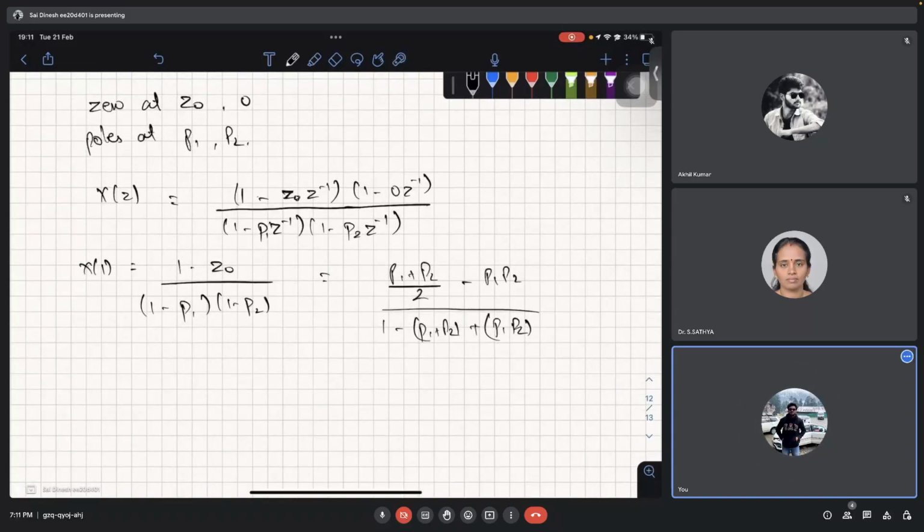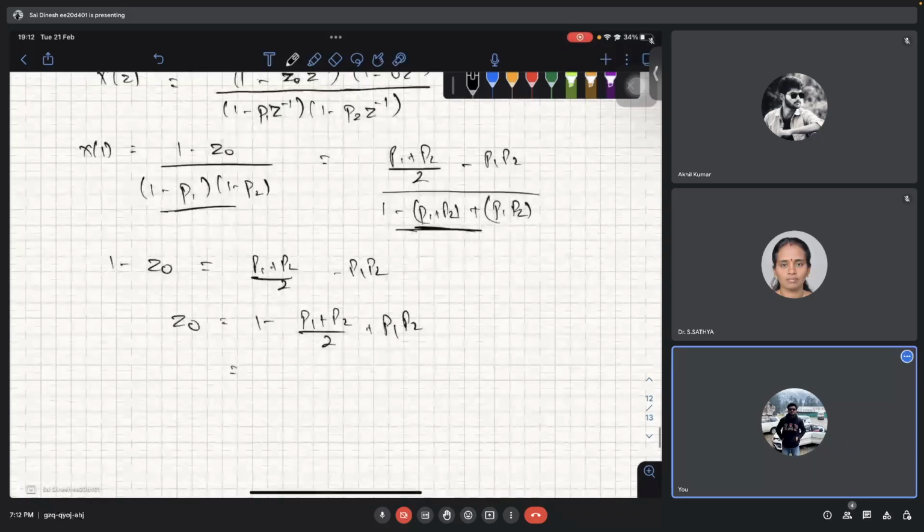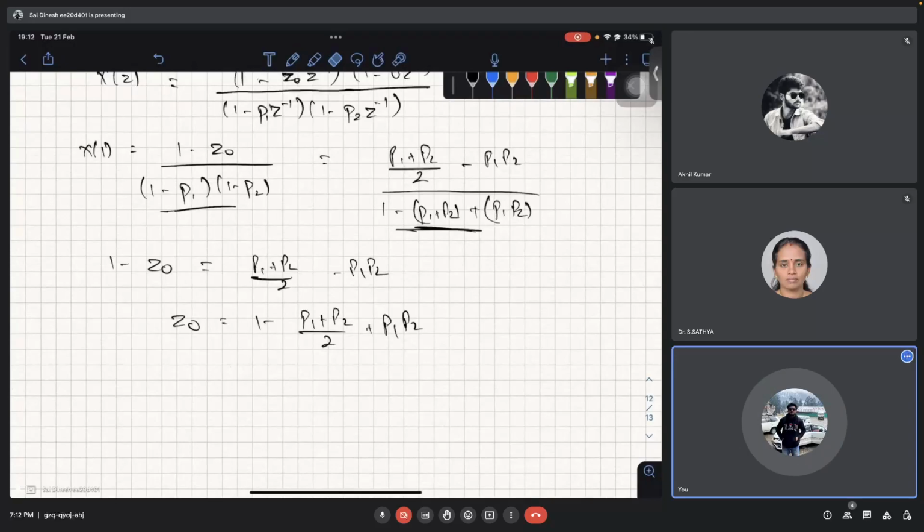So this numerator and this denominator are matching exactly, if you can see. So these numerators are also matching. So we know 1 minus z0 is p1 plus p2 by 2 minus p1 p2. Therefore z0 is 1 minus p1 plus p2 by 2 plus p1 p2. Clear? So this is what z0 is.